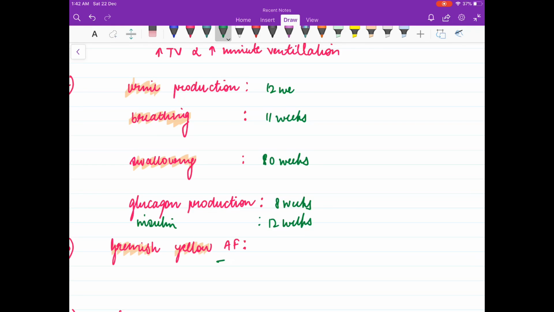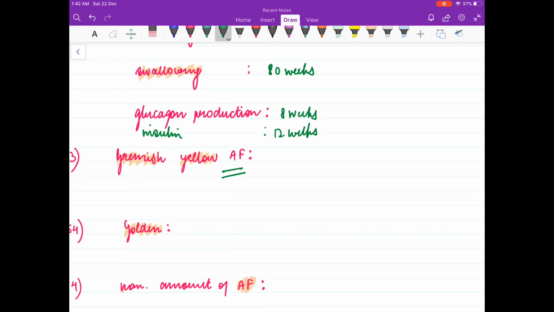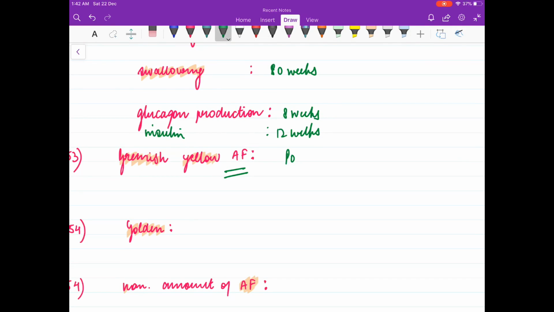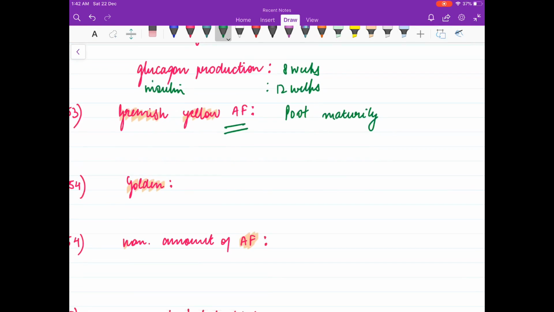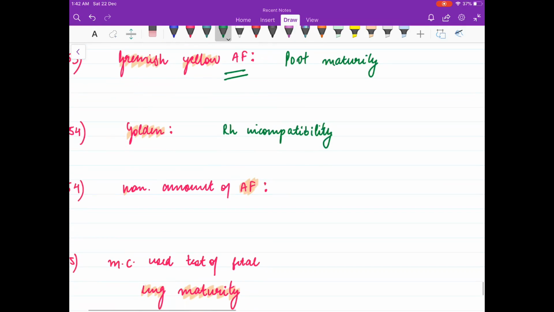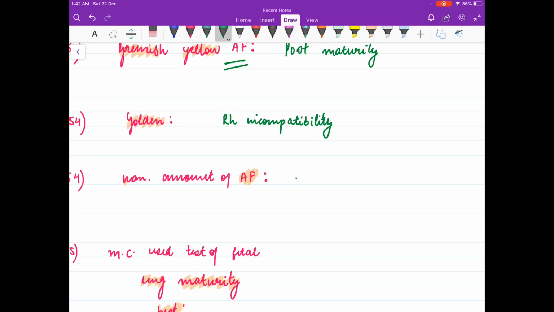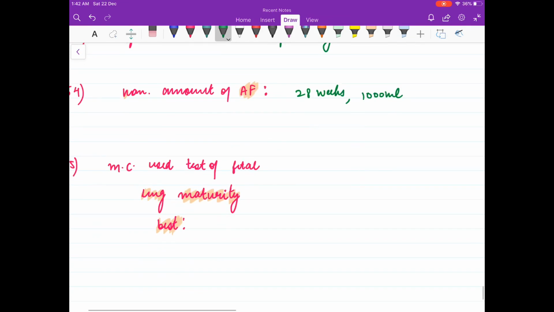Greenish yellow amniotic fluid is seen in post maturity. Golden amniotic fluid is seen in RH incompatibility. Maximum amount of amniotic fluid is seen at 28 weeks and it is 1000 ml.